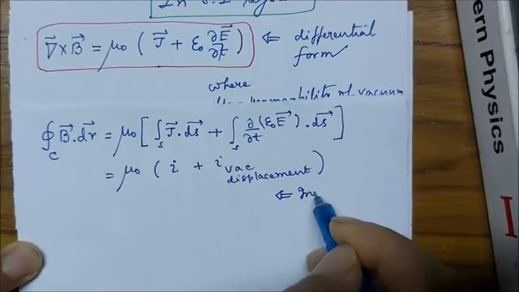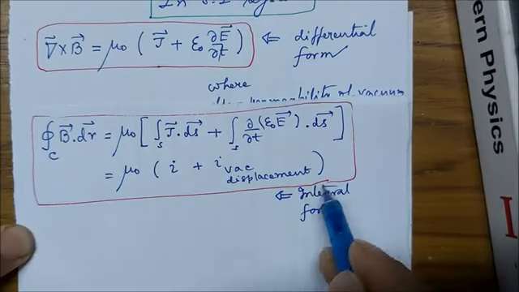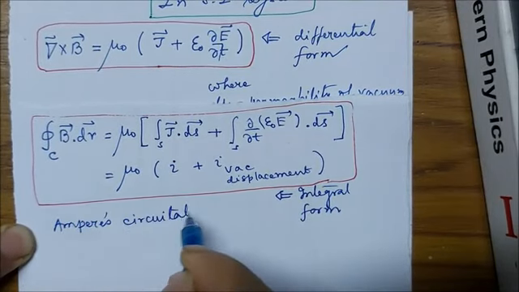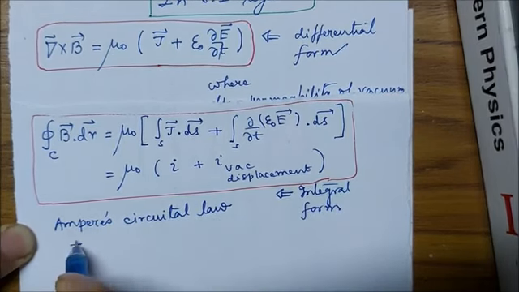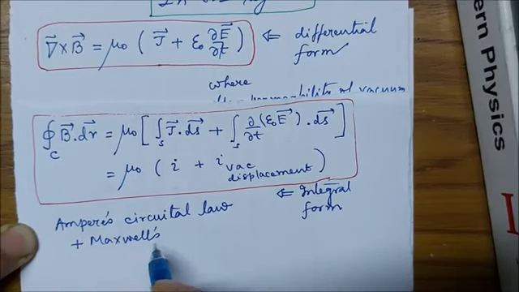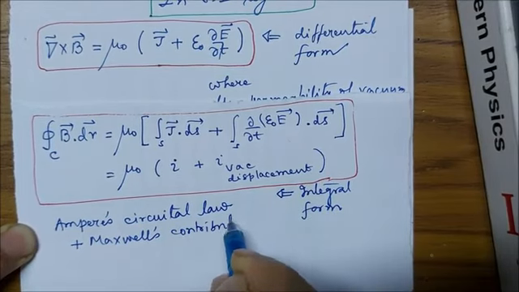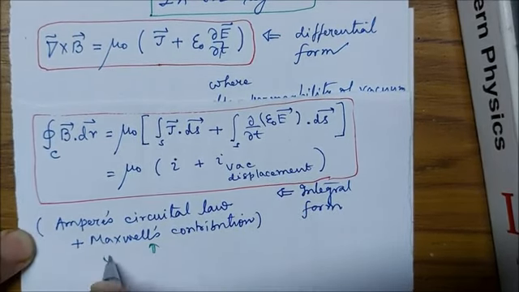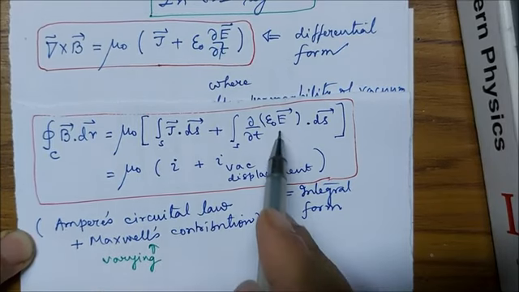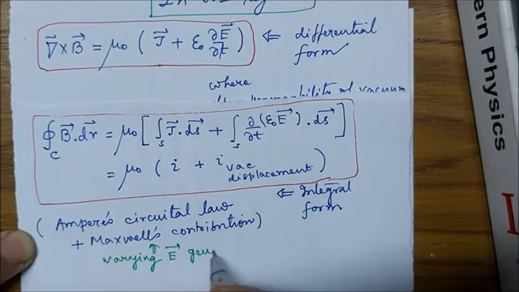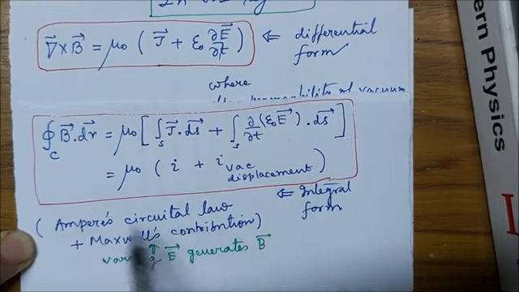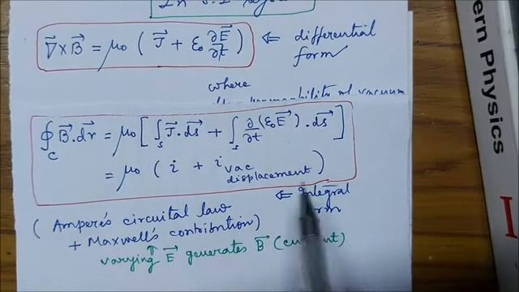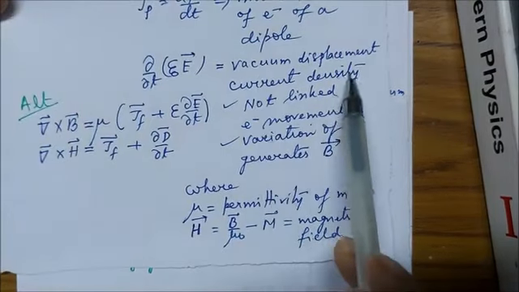So this is the integral form and is referred to as Ampere's circuital law plus Maxwell's contribution, according to which a varying electric field generates a B field, that is current, and hence this factor is called vacuum displacement current density.